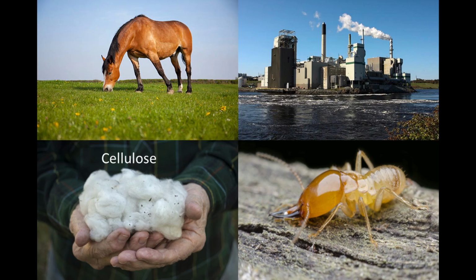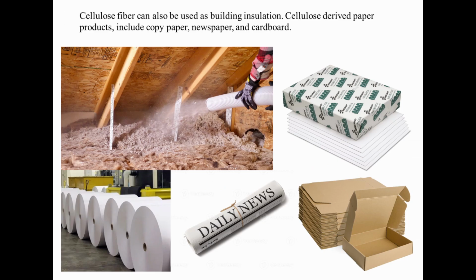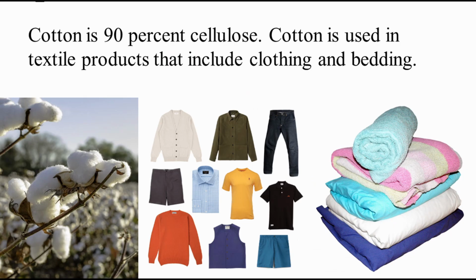Beyond its use as food for termites and horses, plant cellulose is used in many human industries. Many commercial products are made from cellulose or derived from wood or wood pulp. The wood products include lumber for building houses and furniture. Cellulose fiber can also be used as building insulation. Cellulose-derived paper products include copy paper, newspaper, and cardboard. Cotton is 90% cellulose. Cotton is used in textile products that include clothing and bedding.